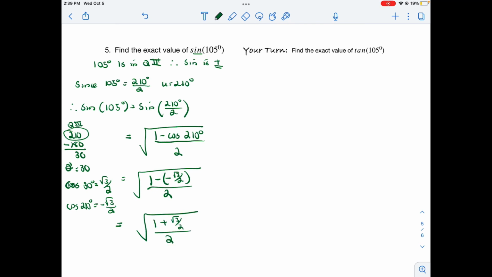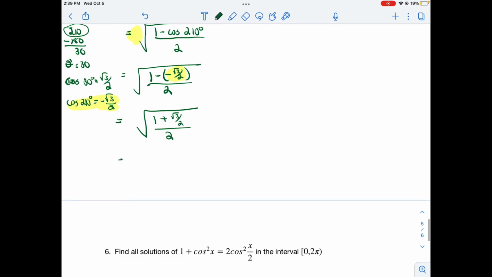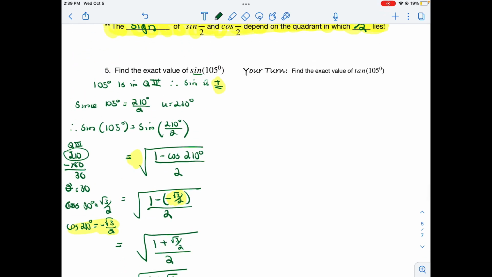And now for the numerator, I'm going to rewrite 1 as 2 over 2 and then add that with my square root of 3 over 2. And that'll give me 2 plus the square root of 3 over 2. And then I'm still needing to divide that by 2. So when you divide by 2, that's the same as multiplying by 1/2. So I end up with that 2 plus the square root of 3 over 4. And then the square root of 4 is 2, so I can bring that out of the square root. And so my final answer is the square root of 2 plus the square root of 3 all over 2. Whew. All right, now you try finding the tangent of 105 degrees.